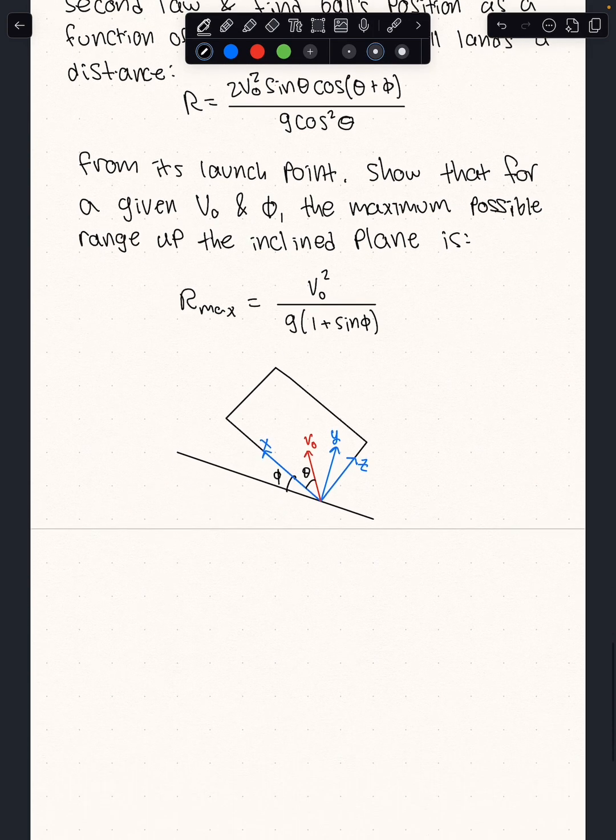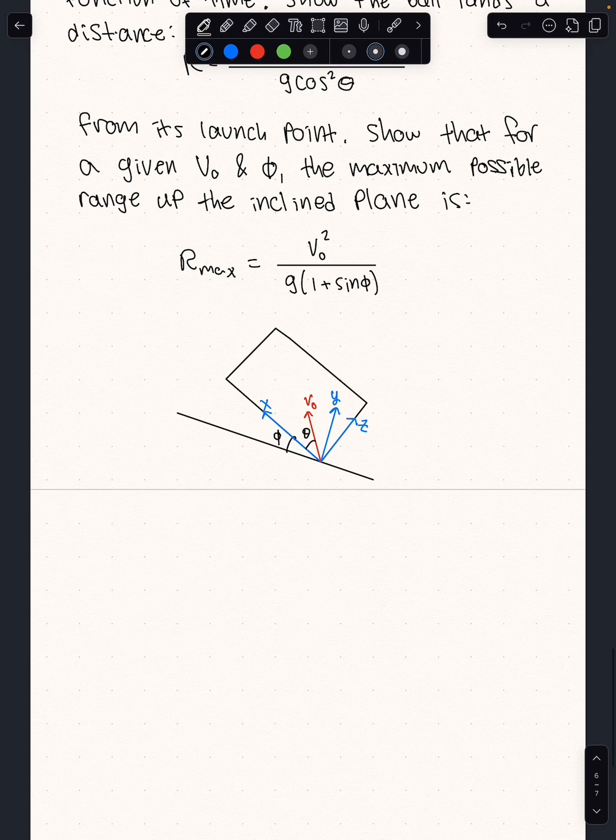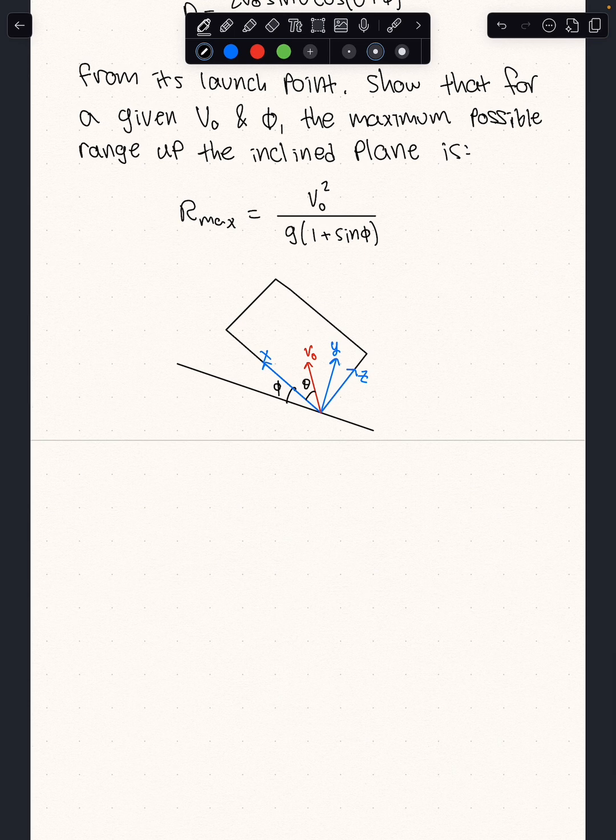Okay, I've gone ahead and already drawn what this is going to look like. And this is assuming the axes I've drawn in blue, where the z axis is across the plane, the x axis goes up the plane, and the y axis is normal to the plane.